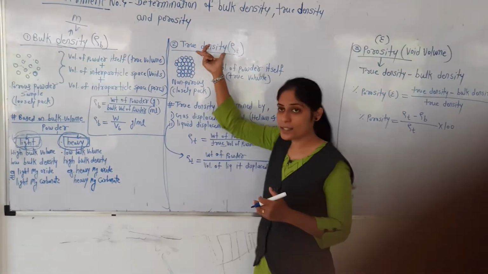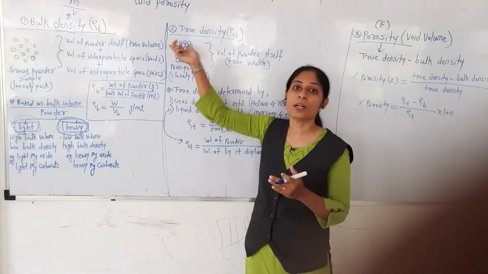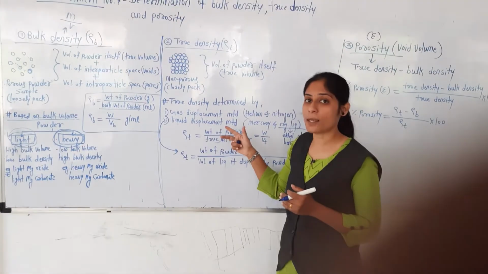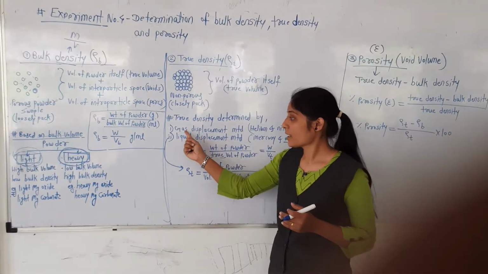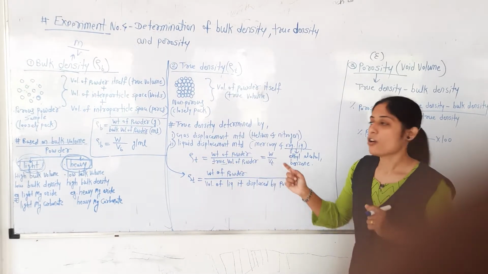But in true density, here we can consider only the true volume, the actual volume of the powder particles. So for determination of true density, we use two types of methods. First, the gas displacement method, and second, the liquid displacement method.